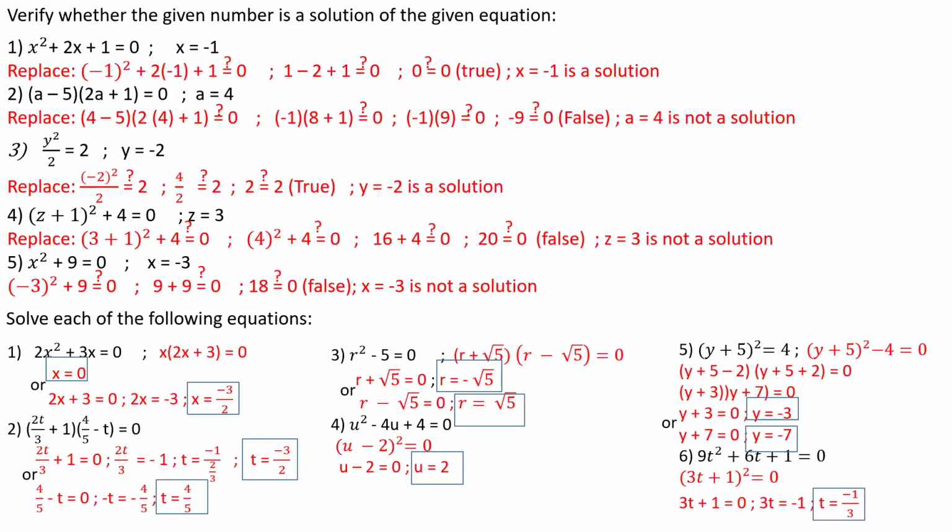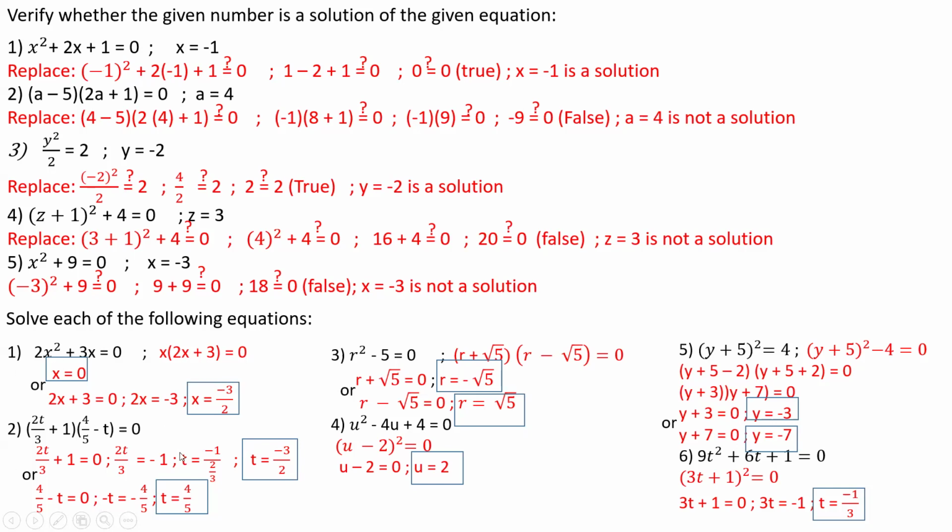Now we have a variety of questions. I'm solving some of these questions with you. Verify whether the given number is a solution of the given equation. So we are given an equation x squared plus 2x plus 1 is equal to 0. And we are given a solution x is equal to minus 1. To know if x is equal to minus 1 is a solution of this equation, we replace it in the equation. We should get 2 equal sides. So after replacing and calculating, we get 2 equal sides, then x equal minus 1 is a solution. Practice this exercise, it's very important.